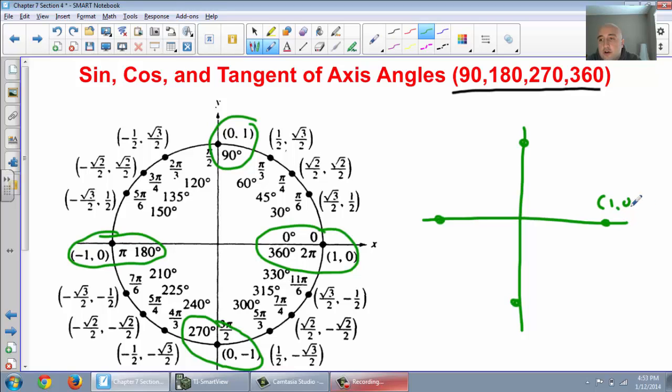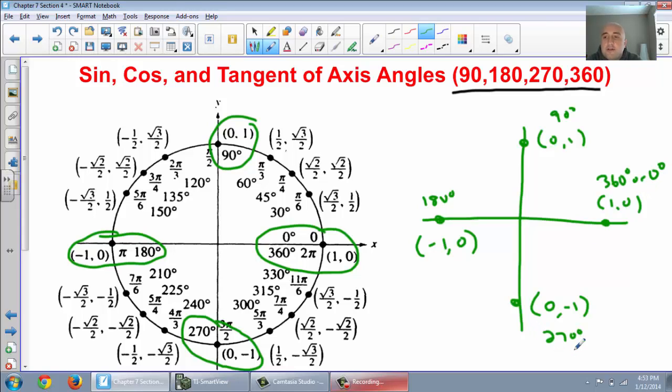The ordered pair here is 1, 0. The ordered pair here is 0, 1. The ordered pair here is negative 1, 0. And the ordered pair here is 0, negative 1. Remember, the highest sine and cosine can go are 1 and negative 1. So as long as you can remember these numbers, so this is for 360 or 0 degrees, and this is for 270, you should be okay. The last thing you need to remember is that cosine is always x, sine is always y, and tangent from the last section is y divided by x.